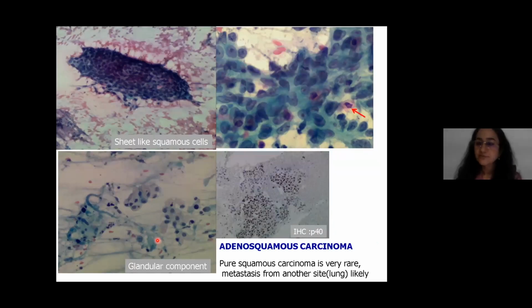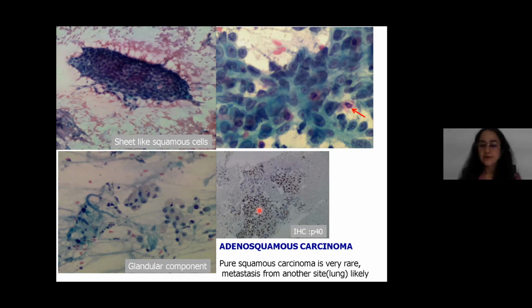Now this was a case of adenosquamous carcinoma. As you can see, these are flat sheets of tumor cells which have a squamoid differentiation. And within these groups, you can see some keratinized tumor cells. This is the glandular component of the tumor. And IHC here was helpful to highlight the squamous component, which is P40 positive.